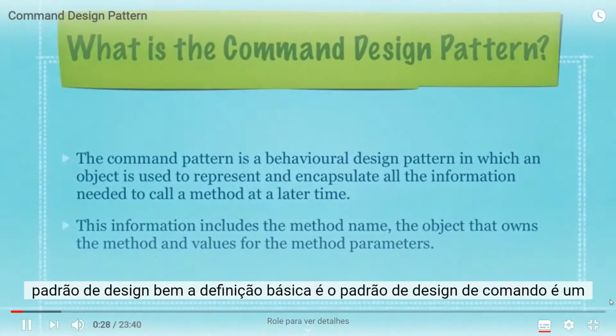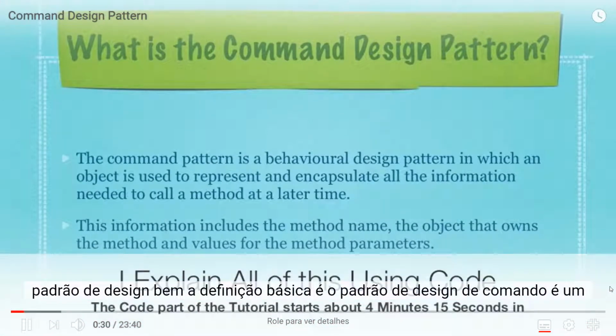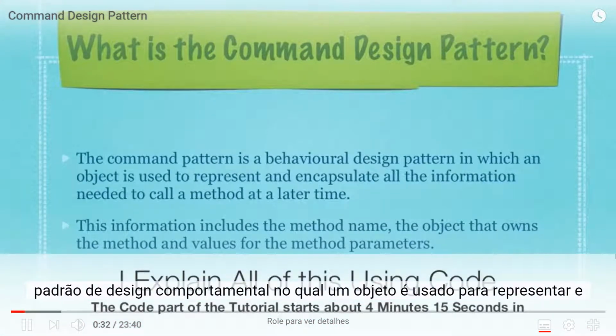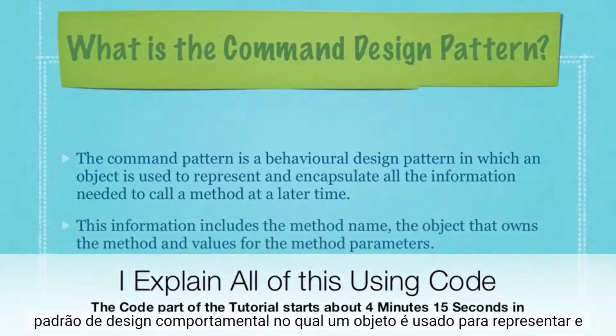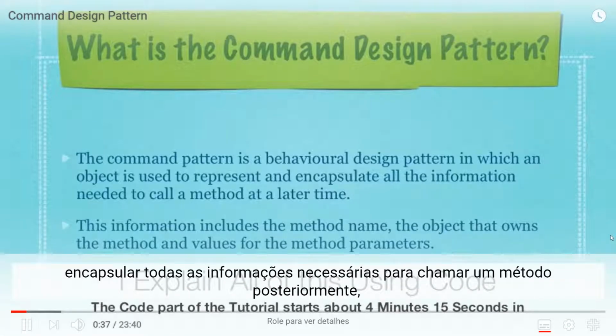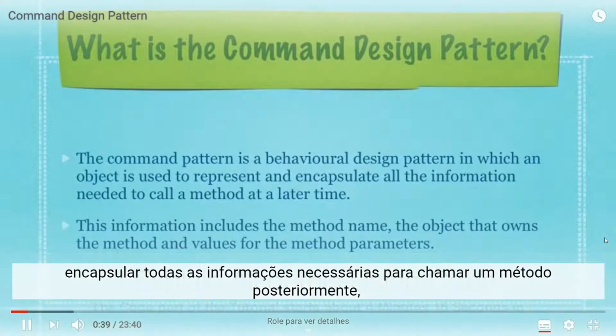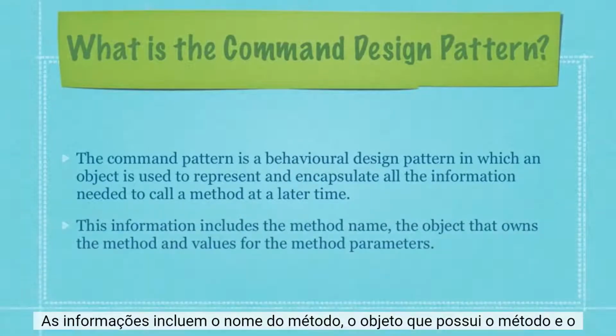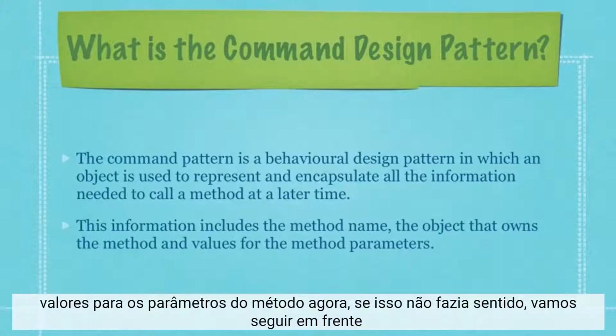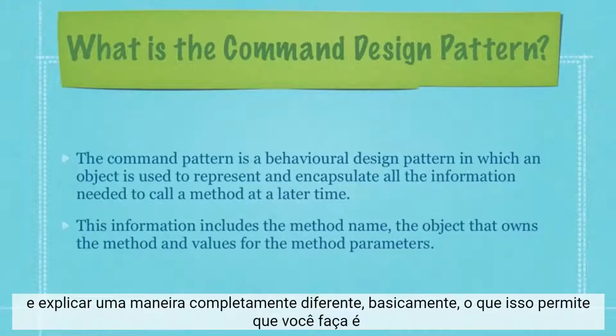So what is the command design pattern? Well, the basic definition is the command design pattern is a behavioral design pattern in which an object is used to represent and encapsulate all the information needed to call a method at a later time. This information includes the method name, the object that owns the method, and the values for the method parameters. Now, if that didn't make any sense, let's move on and explain it in a completely different way.